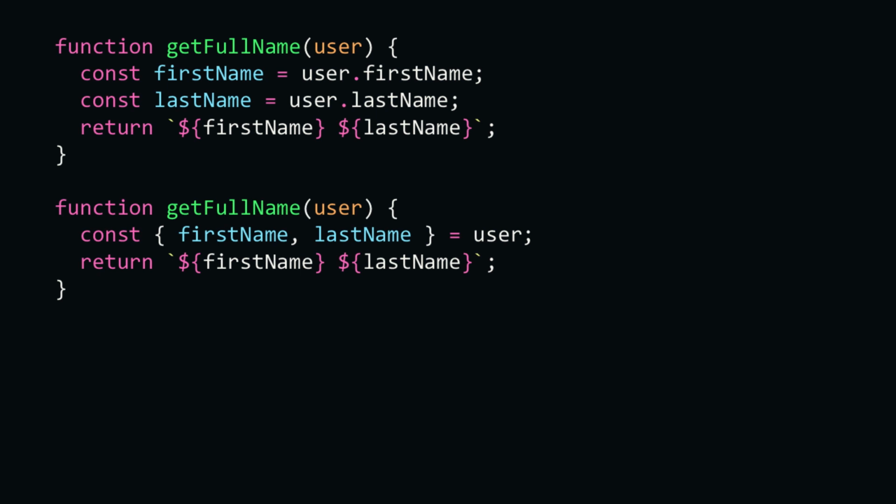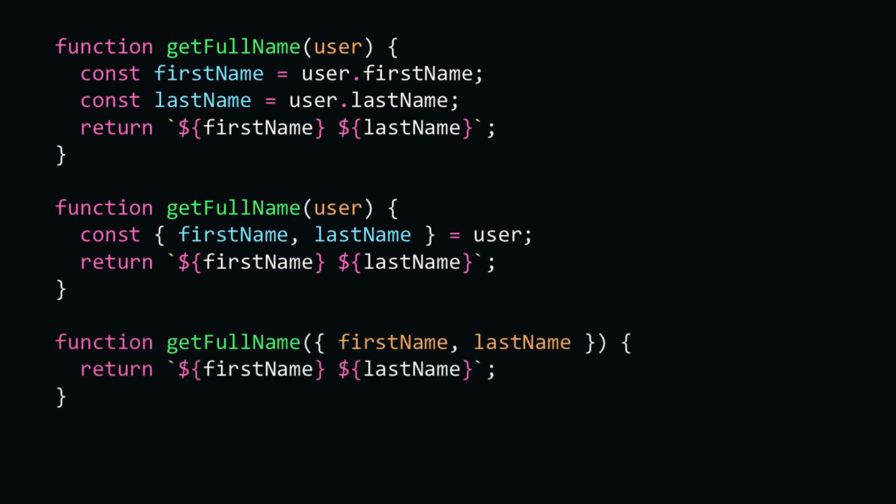Even better is to destructure these properties as parameters of the function. This approach makes the function more readable and eliminates the need to reference the user object multiple times. Here, the caller of this function still sends a user object, and that user object is being destructured into its parts at the function's invocation.